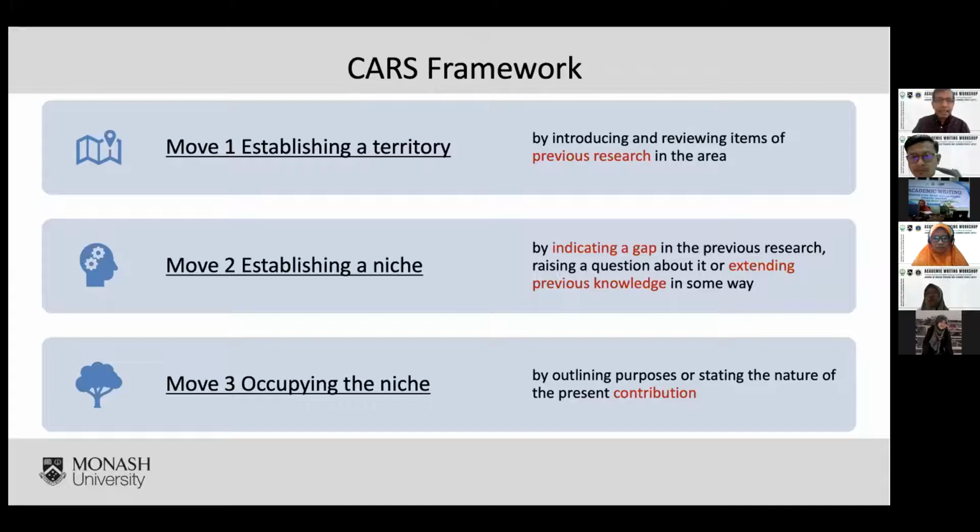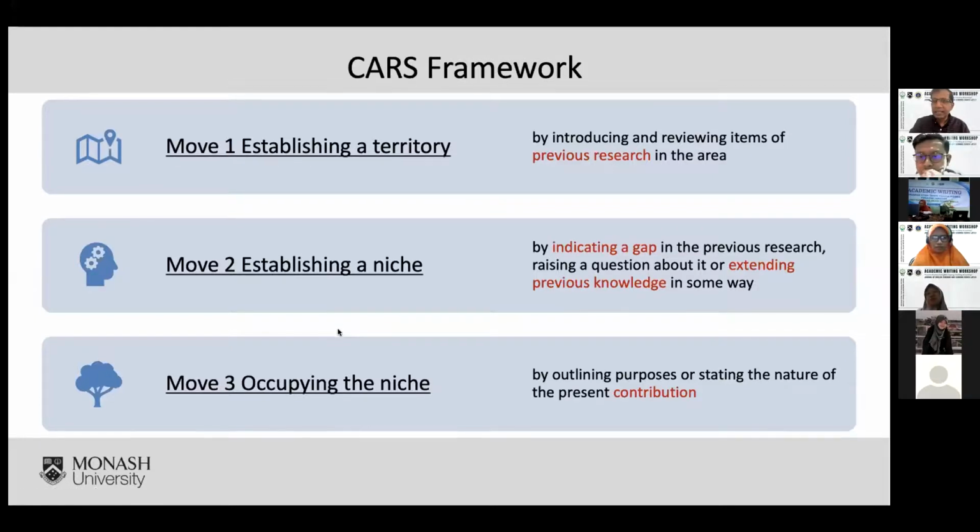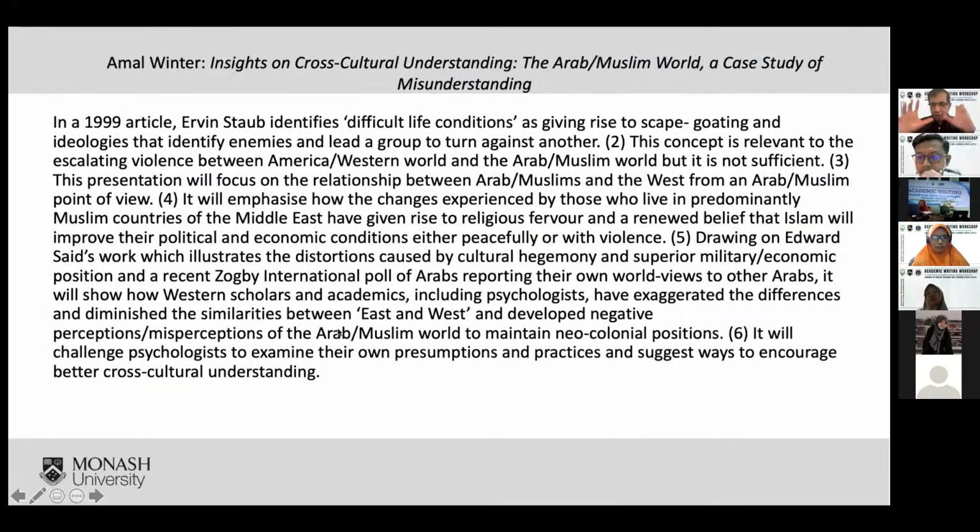So in the next slide, I will show you an example of an abstract. I will give you 2 minutes to take a look at it and try to remember these 3 moves, move 1, move 2, move 3, and see if you can recognize which part is which move, all right? So move 1, establishing a territory, move 2, establishing a niche, and move 3, occupying the niche. So let's take a look together. I know it's too long, just take a very quick look and see if you can identify these 3 moves.